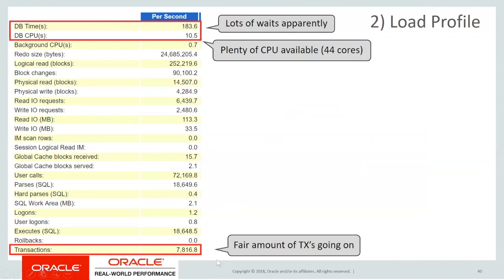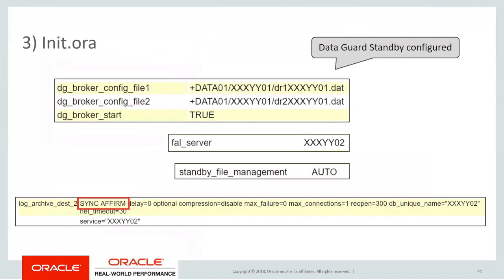The other thing that I want to mention here is that we have a fair amount of transactions going on. Again, this is a chatty application, etc. But we'll see further on that that's not to the point for this particular AWR. Again, we check the init.ora first. The only thing that we could see in the init.ora that was worthwhile taking note of is that Data Guard has been configured for this database. And it's been configured in SYNC AFFIRM mode, which is the most expensive mode in terms of shipping your redo from your primary to your standby environment.